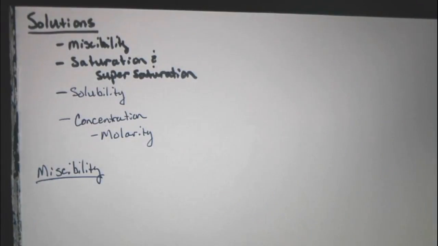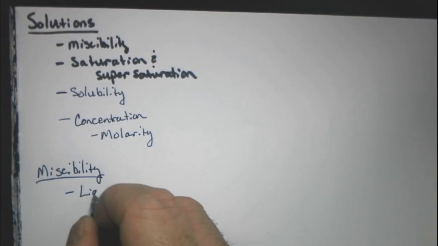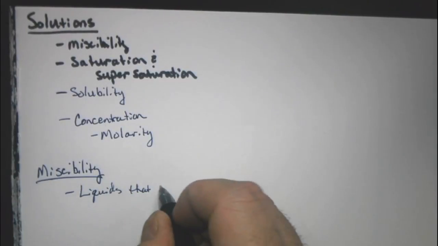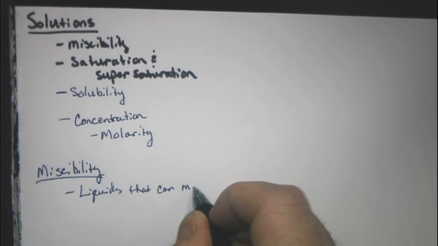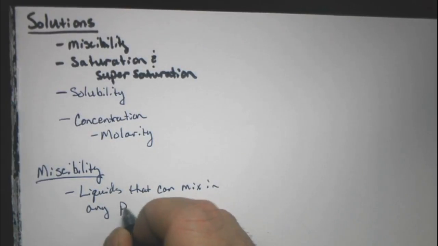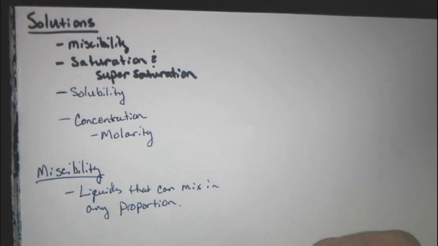Okay, miscibility comes from liquids. Miscibility is the ability that some liquids have to mix in any proportion. Okay, and the classic example is alcohol and water.